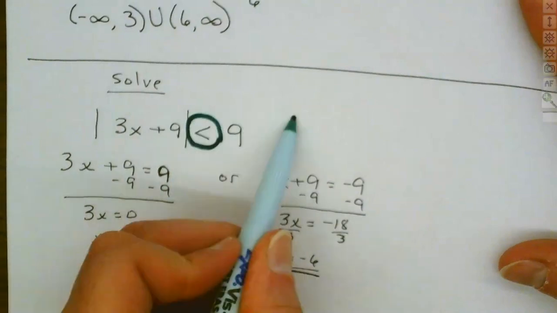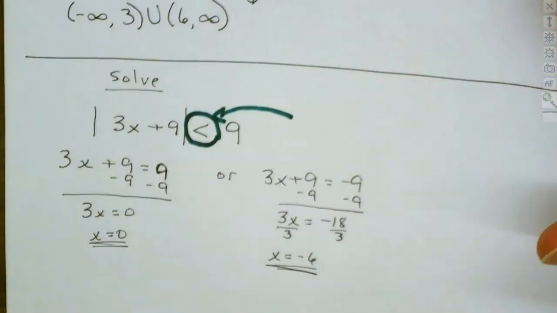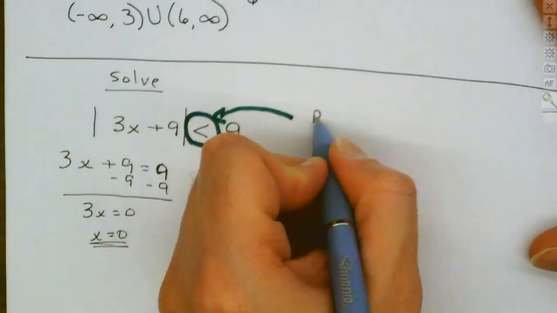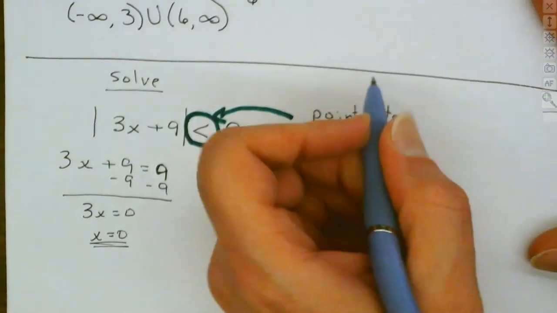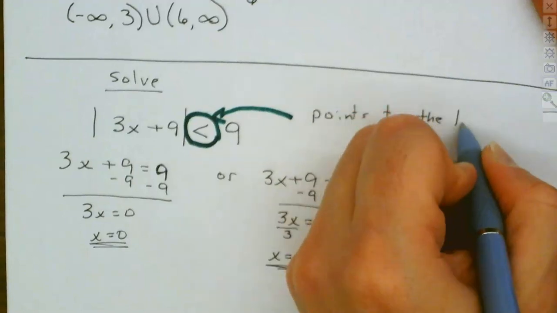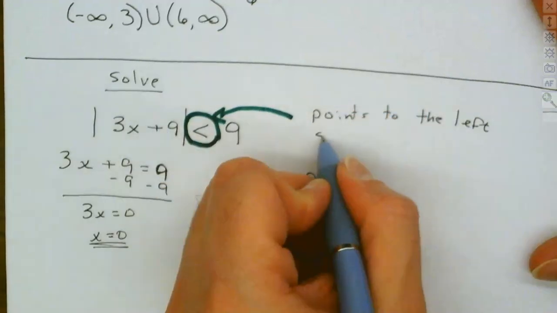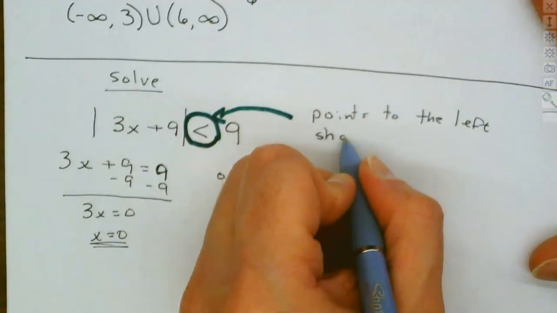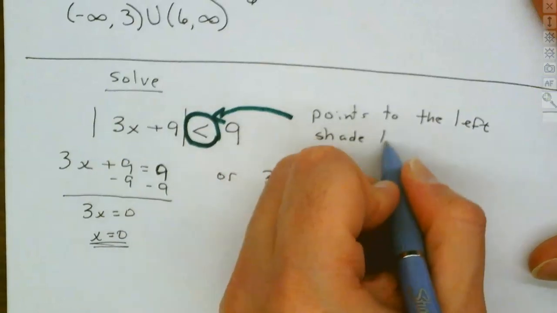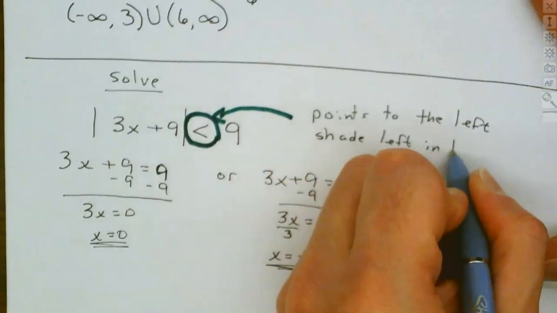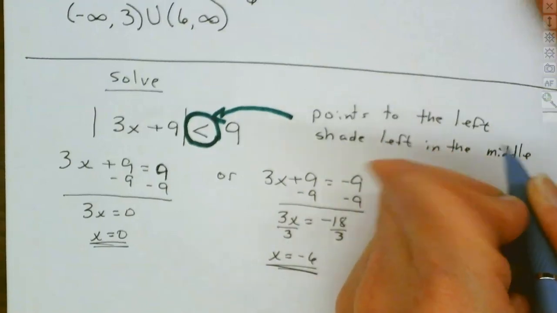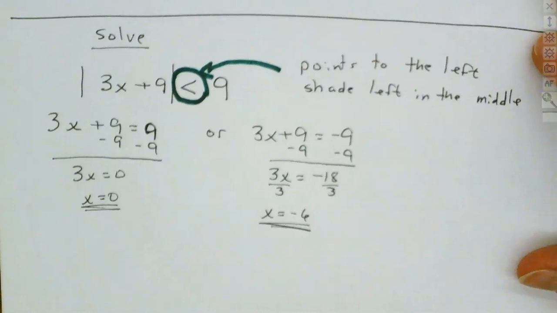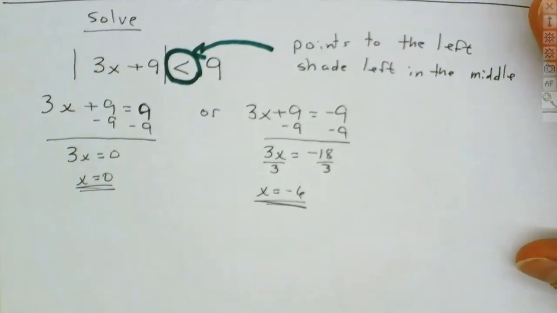Now we need to go back and we need to look. Which way does it point? It points to the left. So that means we shade to the left in the middle. Points to the left, that means we're going to shade to the left in the middle.